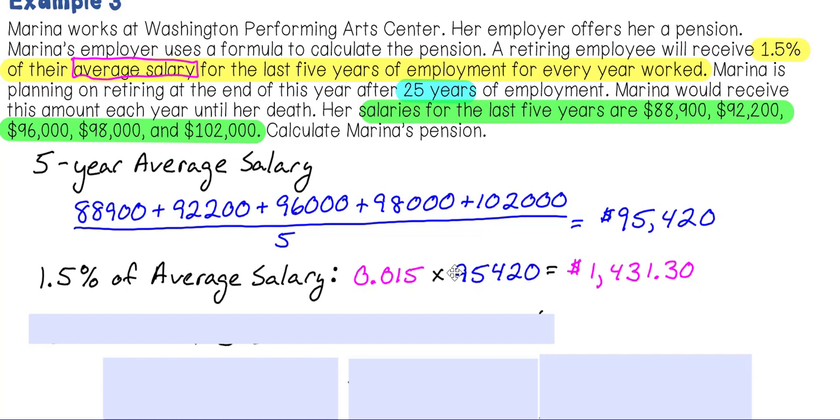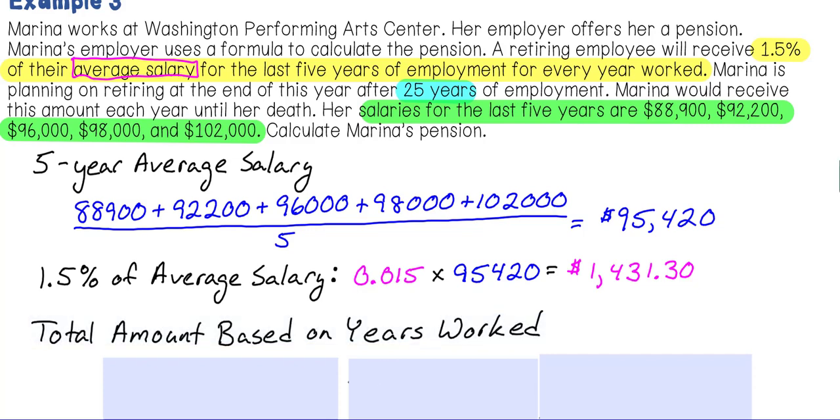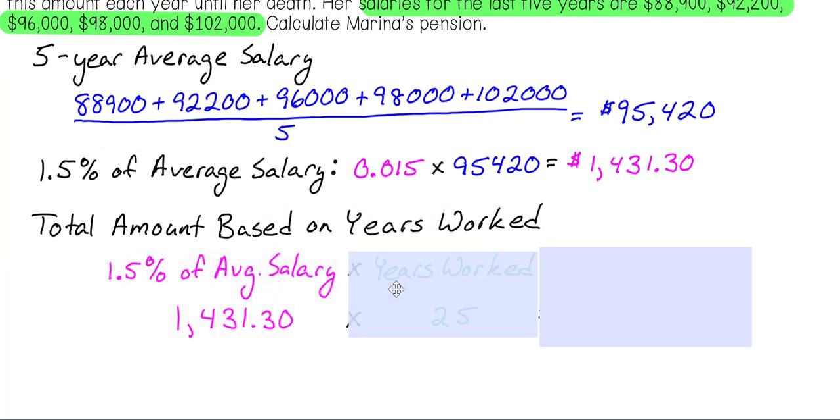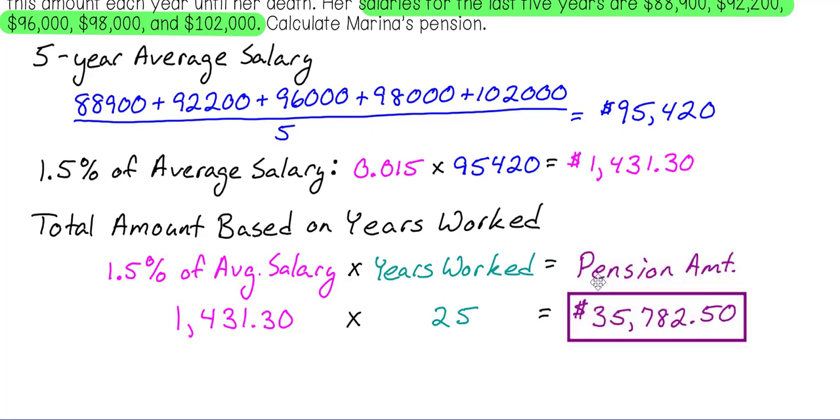$1,431.30. So now the last portion would be, this is for every year. So every indicates we're going to be multiplying. So we're going to take this 1,431.30 and multiply it times 25 years. And the pension amount that Marina gets is $35,782.50.